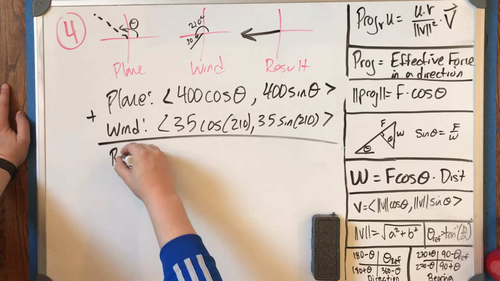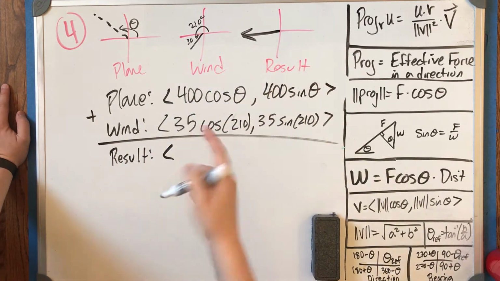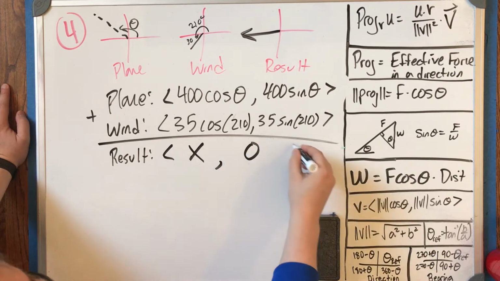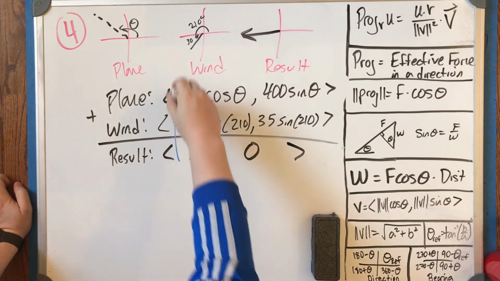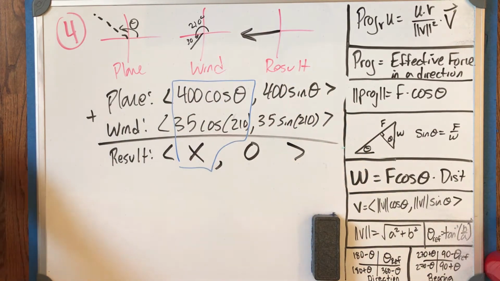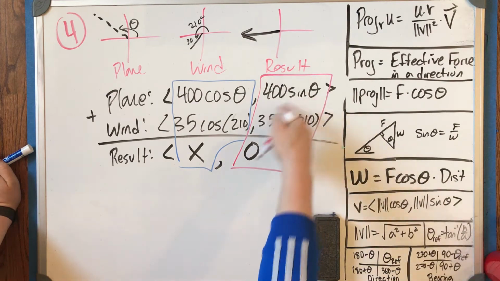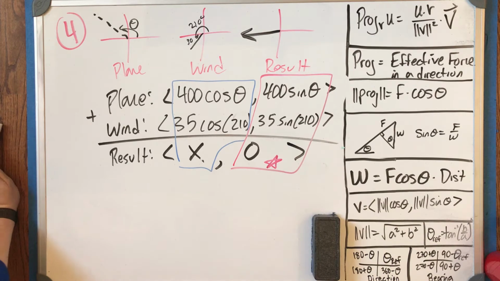And if I add those together, I'm going to get the result. Now, we know something about the result. It has to be going directly west, which is in the x direction, and it can't go vertical at all, so 0 in the y direction. And now we have our setup for a basic equation. We know that the x values add together to equal each other, and we know that the y values add together to equal each other. If I look at this one, there's only one unknown. Here there's theta and x, so I'm going to deal with this one.